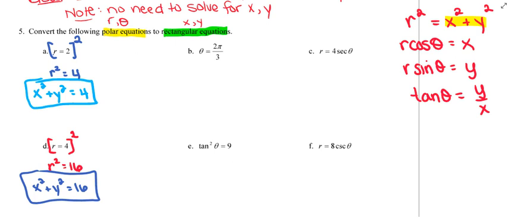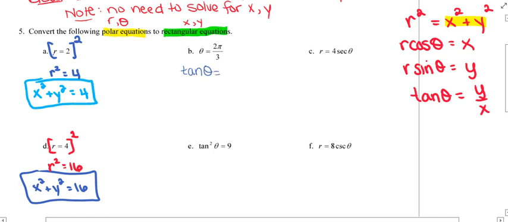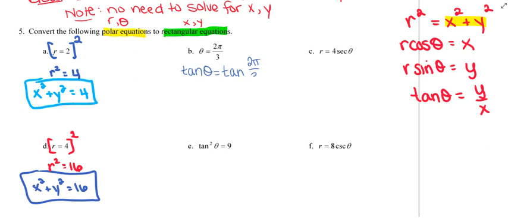All right, I'm going to move on to letter B. Letter B says theta equals 2 pi over 3. This one I think is a little bit tricky because I don't have a trig function in it. The way that I'm going to deal with that is I'm going to take the tangent of both sides. So if theta equals 2 pi over 3, then tangent of theta must equal tangent of 2 pi over 3. Why this is helpful is because my last identity says I can replace any tan theta with a y over x.